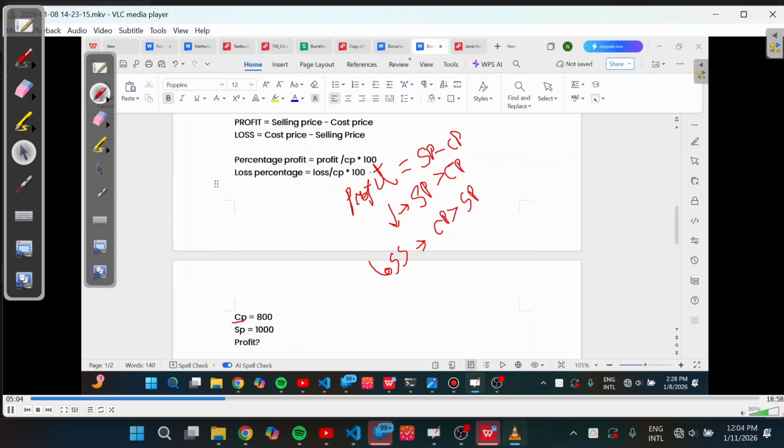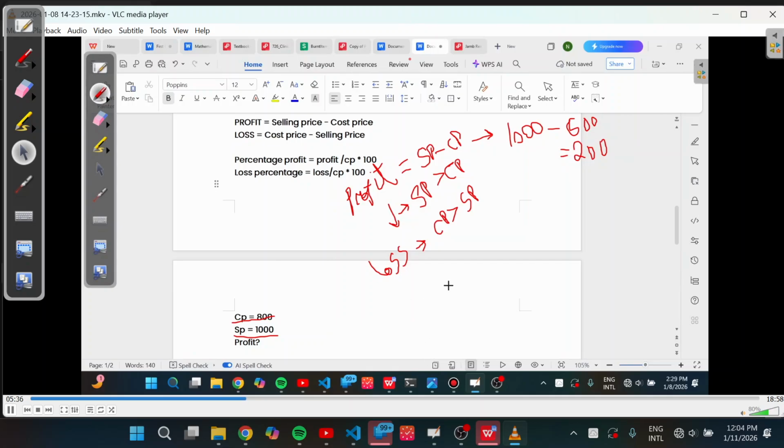So cost price is what? 800. Selling price is what? 1000. So let's input it into our formula to calculate the profit. So 1000 minus 800 is going to give you 200. So that's the profit. The profit is 200.